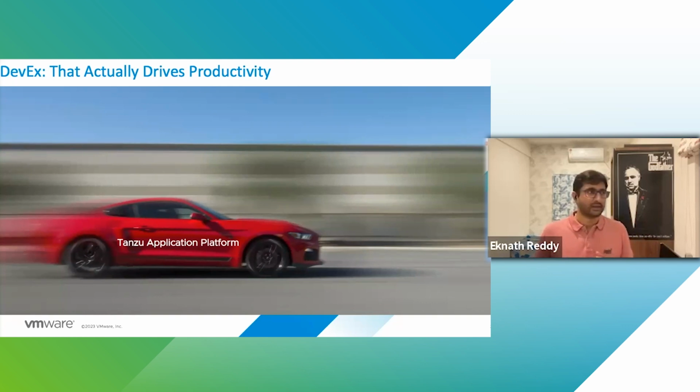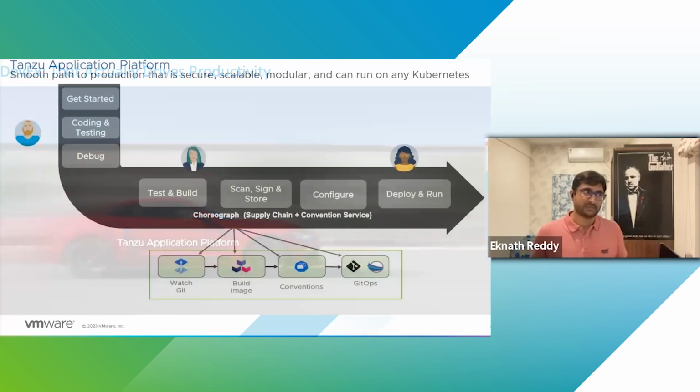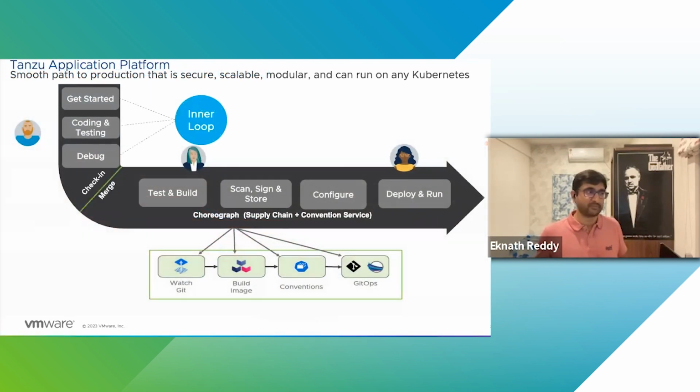Tanzu Application Platform is primarily categorized into two different layers, inner loop and outer loop. Inner loop is mainly for the developers, where they can quickly test and iterate the code, debug the code, and go to the developer portal to identify vulnerabilities in the early stages of the supply chain. This is what I mentioned.